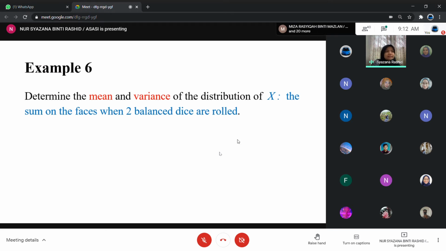Okay, example 6. Okay, kita guna table yang sedia ada lah. Okay. Determine the mean and variance of the distribution of X. The sum of the faces when two balanced dice are rolled. Ni eksperimen tadi. So sekarang ni kita nak cari mean and variance dia menggunakan formula tadi. So macam mana cara buat?